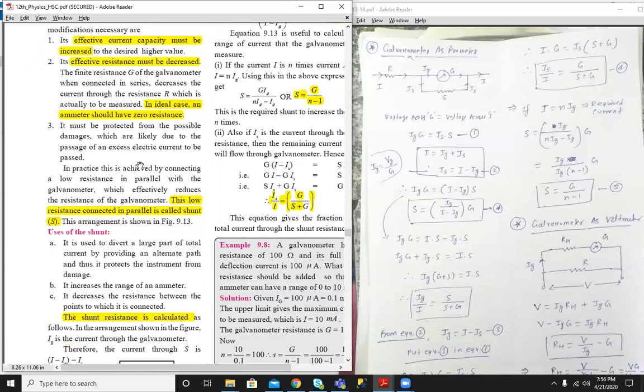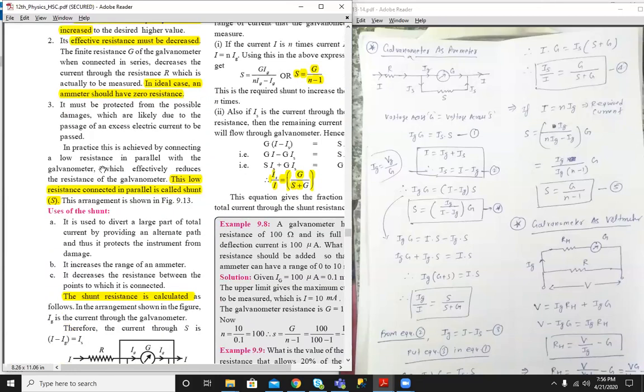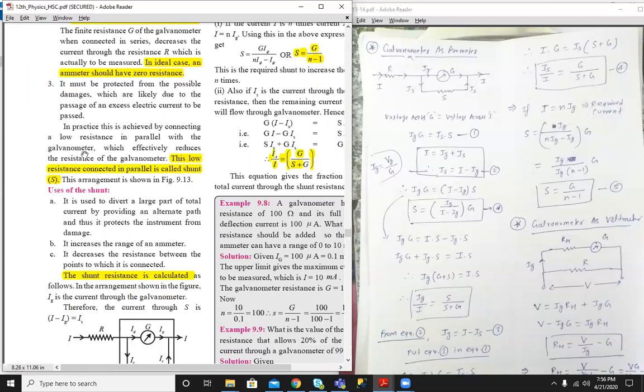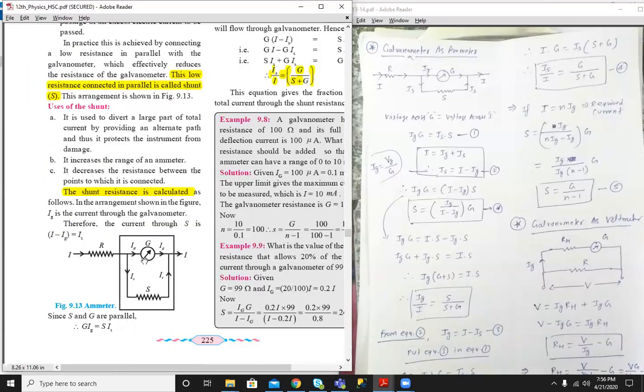So how to get the low resistance across the galvanometer? For this, we connect a low resistance in parallel with the galvanometer. In the circuit you can see this is the galvanometer's resistance, and across it we are connecting a low resistance as a shunt. The ammeter should measure the current through this resistance R, and should not cause a loss of current. So we have connected a low resistance across G.